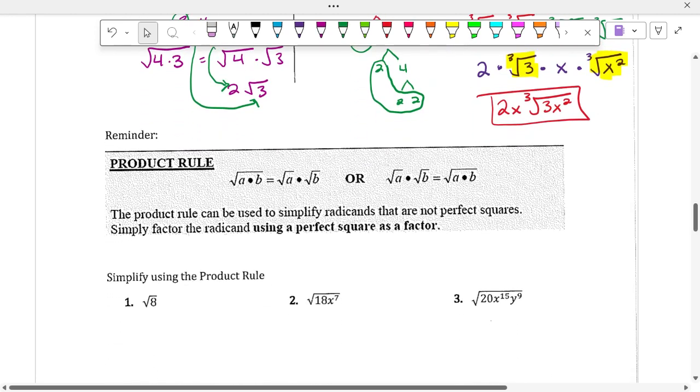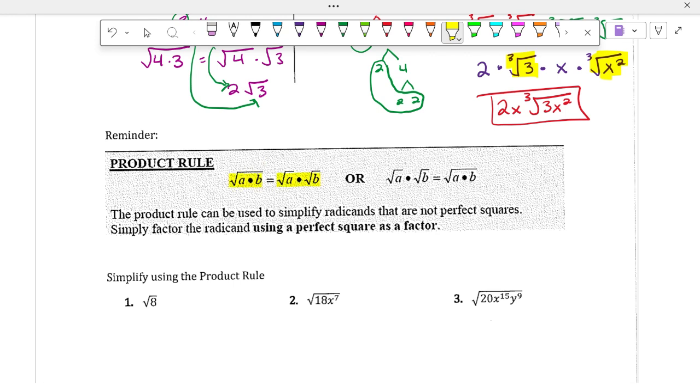And again, that product rule really does help us with radicals. So if you have something times something under the same radical, you can break it up into 2 or vice versa. And this works for perfect squares. This can work for perfect cubes, whatever.